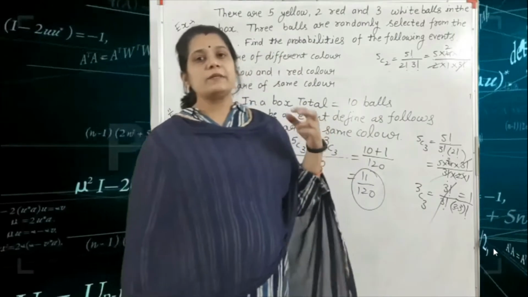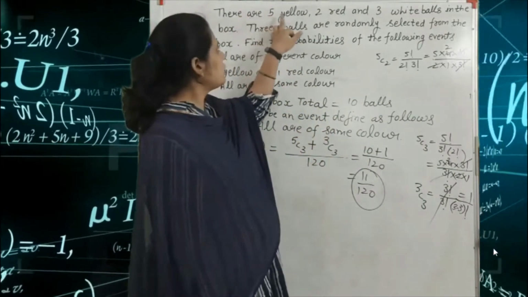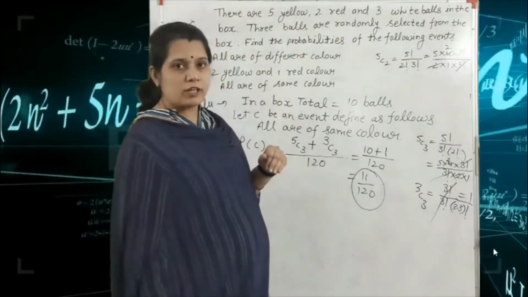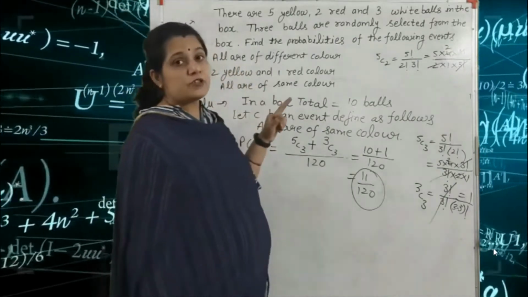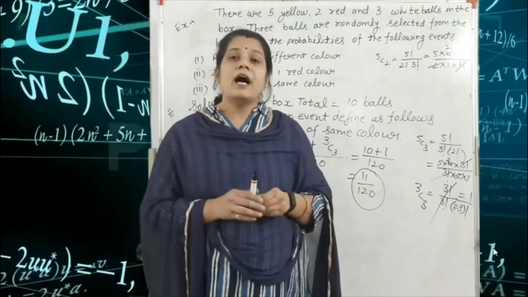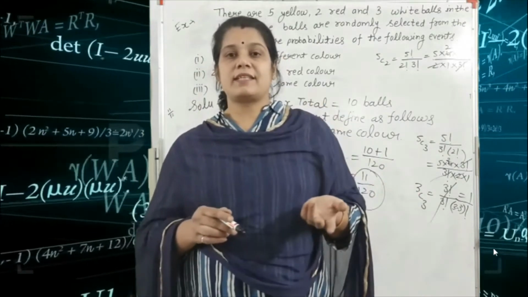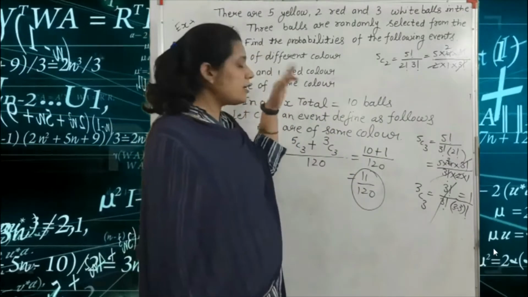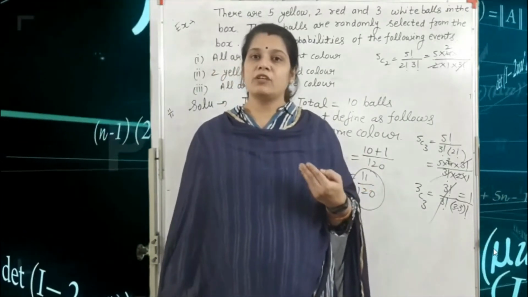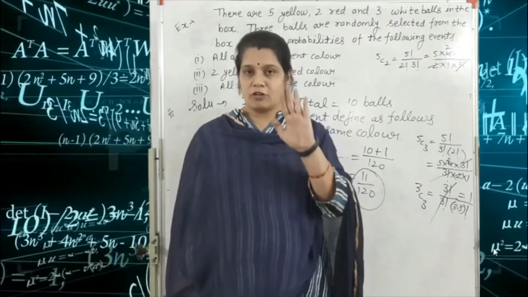Okay. So this is a very important and interesting example because in this question we have included 5 yellow, 2 red and 3 white balls. Got it? And here we found first the case where all are of different color. So one point is very important: how we consider the multiplication sign or the plus sign. Okay. So all are of different color means one ball is red, one ball is yellow and one ball is white. So we use the multiplication sign, that is the intersection. Always keep in mind.